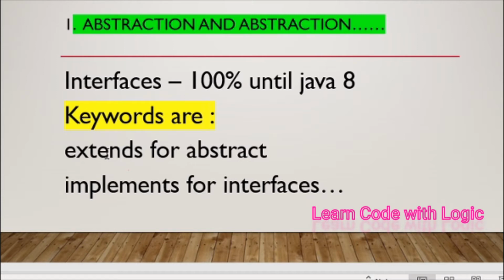The keywords are different. We use extends for abstract classes and for interfaces we need to use implements. Basically, a class inherits an abstract class using the extends keyword, and a class implements an interface using the implements keyword. Let's see the first example now and talk about the next thing later.